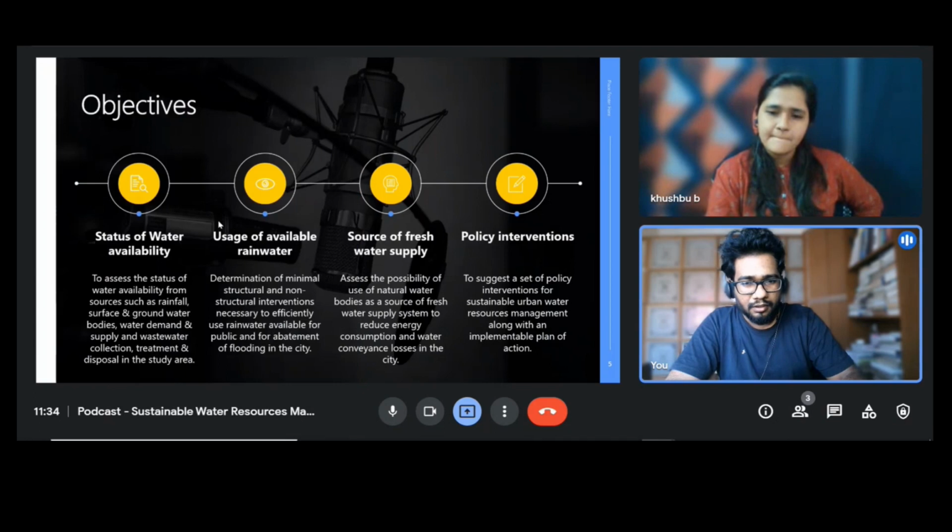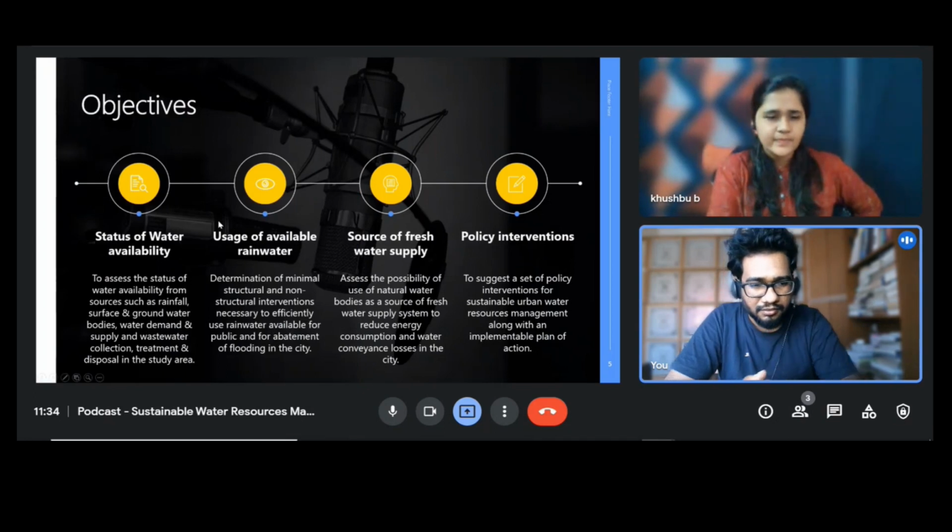So, coming to the actual use case or the project which you are working on, you did mention a couple of objectives. Can you detail each one of them, and what exactly are you targeting with each of these objectives?